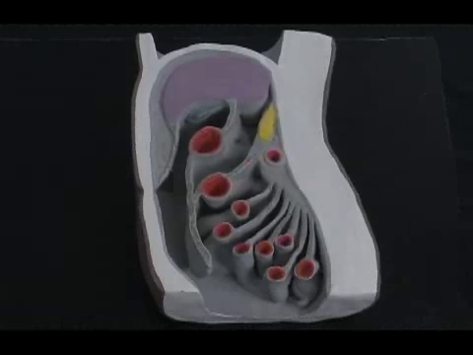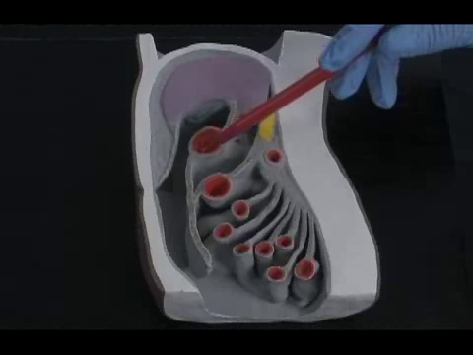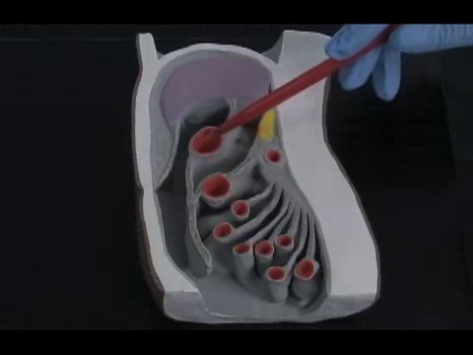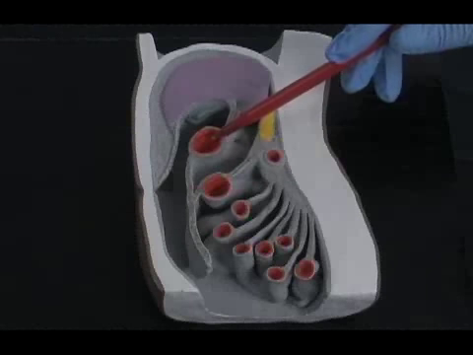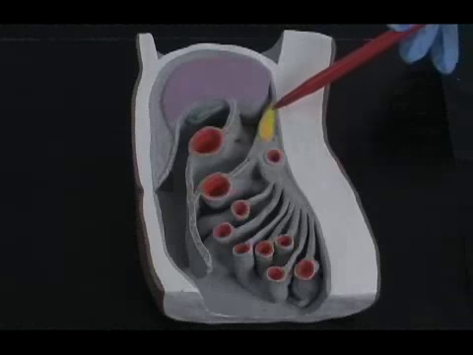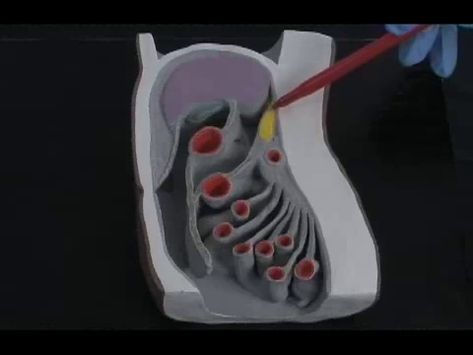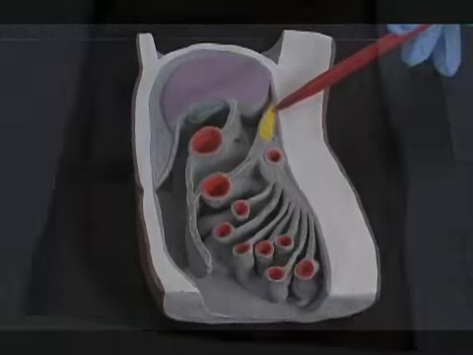Structures that are surrounded by visceral peritoneum are termed intraperitoneal, like the stomach shown here. Structures that lie between the parietal peritoneum and the abdominal wall are retroperitoneal, like the pancreas shown here.